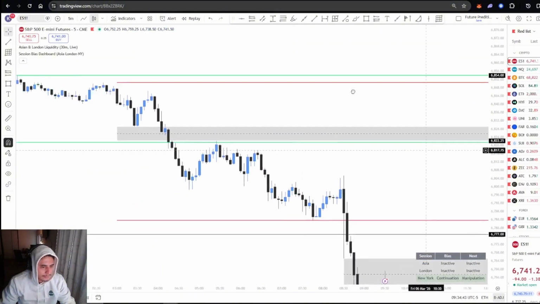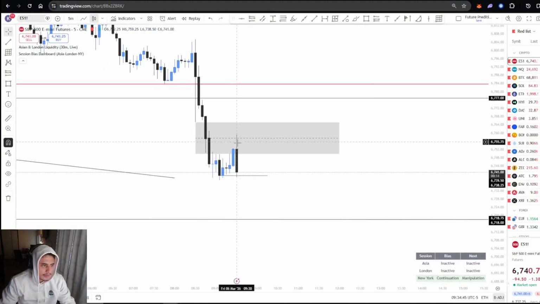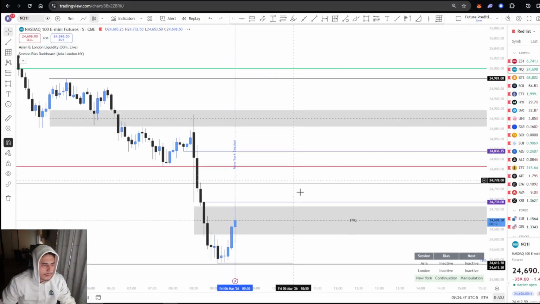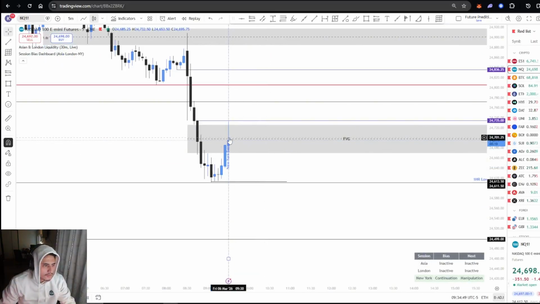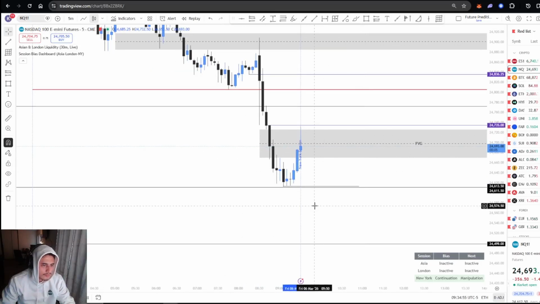It's respecting the fair value gap. This one too, just because the wick came out, but it doesn't really matter as long as the body doesn't come out. It's just like the break of structure situation.